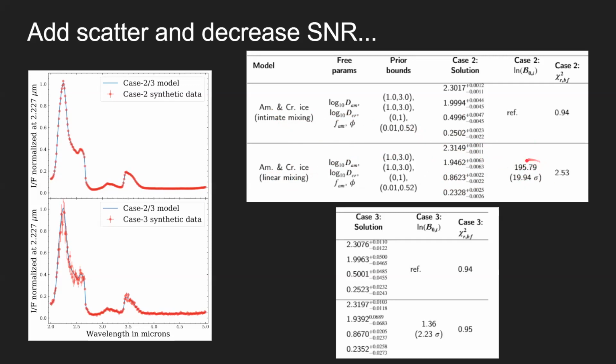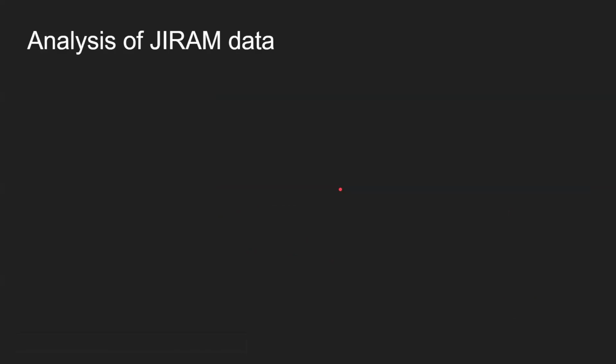This value can be converted into a sigma preference, where anything greater than 5 sigma indicates a very strong preference. And so for SNR 100, this is very high. And even if I decrease the SNR by a factor of 10, it still prefers the intimate mixing model. So this is an example to show how my analysis works, and it's a clear validation on the synthetic data. So let me now move on to the analysis of GRAM data, which is the key thing.